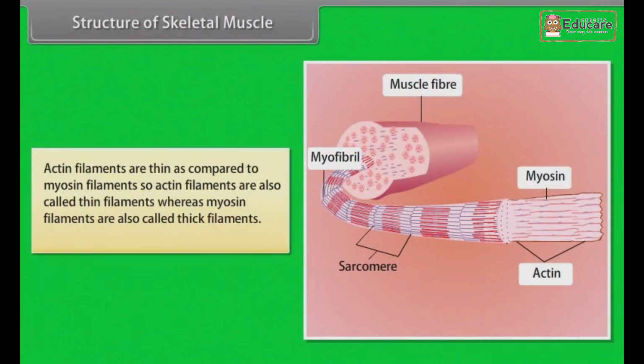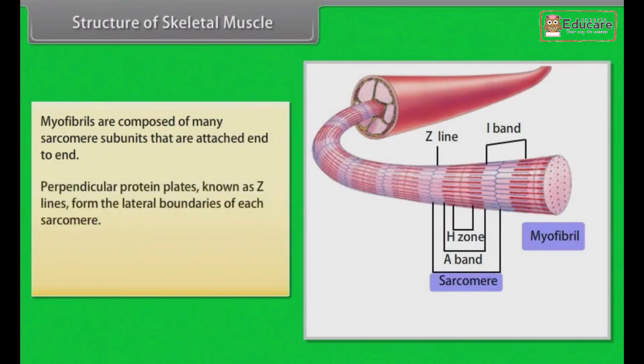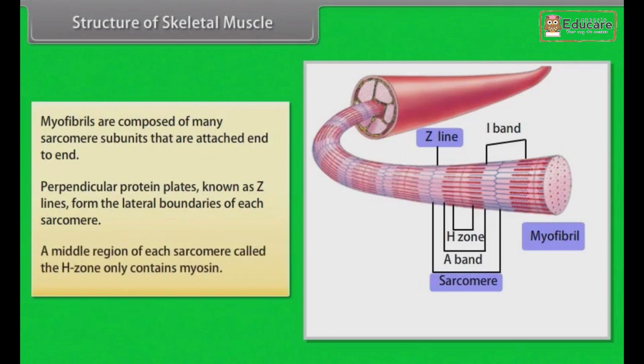Actin filaments are as thin as compared to myosin filaments, so actin filaments are also called thin filaments, whereas myosin filaments are also called thick filaments. Myofibrils are composed of many sarcomere subunits that are attached end to end. Perpendicular protein plates, known as Z-lines, form the lateral boundaries of each sarcomere. A middle region of each sarcomere, called the H-zone, only contains myosin.